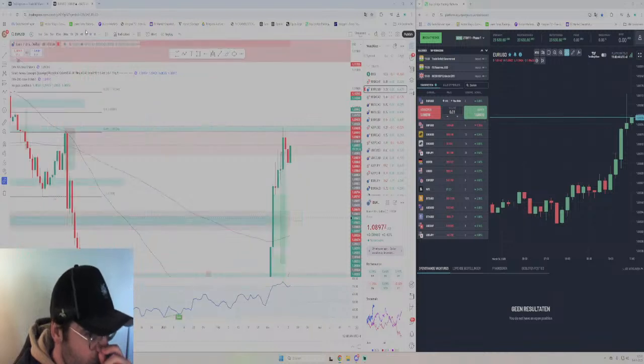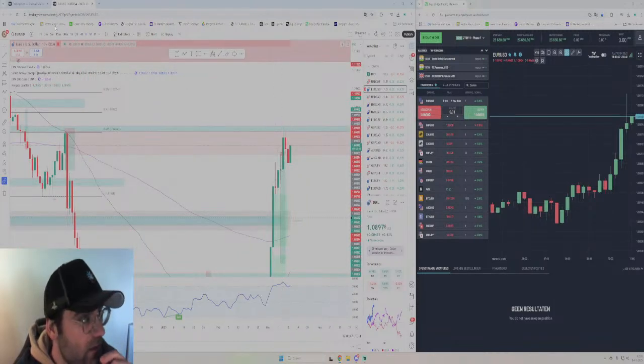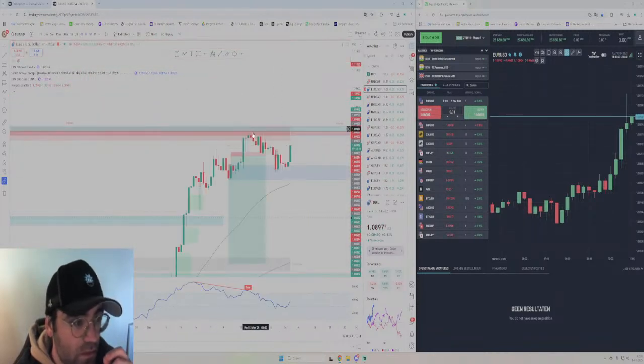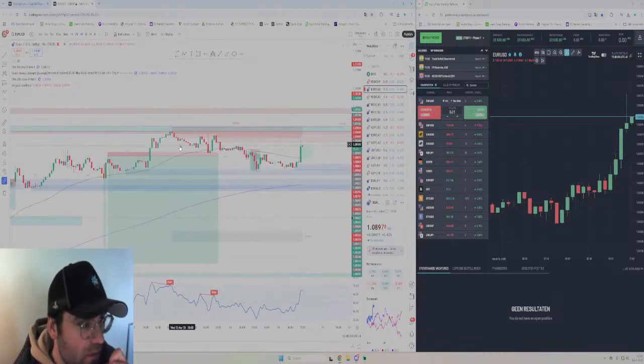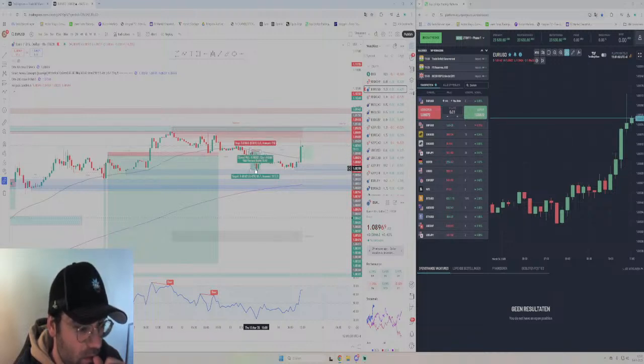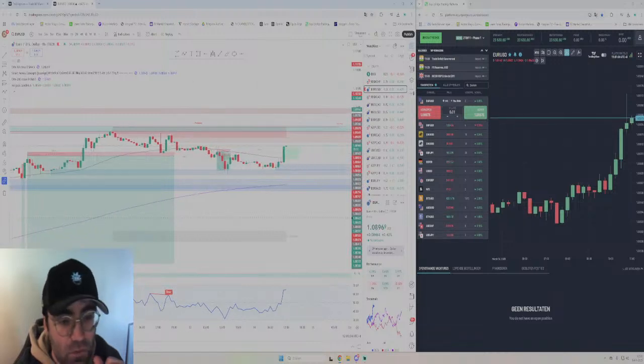So if I would have paid attention to it, I could have looked for a shift of structure here, or a rejection candlestick or whatever, like this doji for instance, and I could have sold. It would have been a very long trade though, but yeah, it would have been a profitable one.